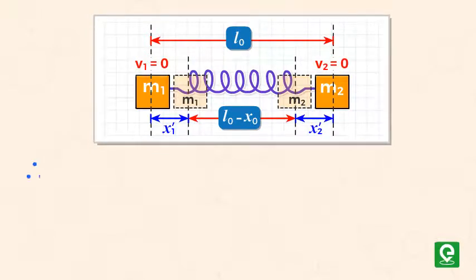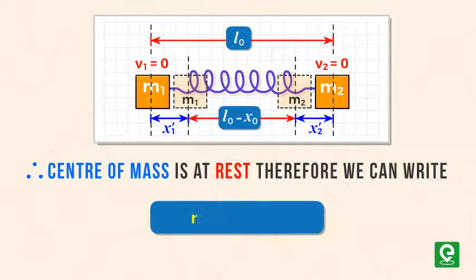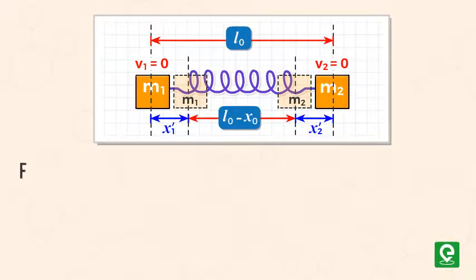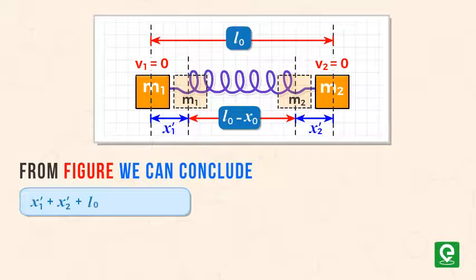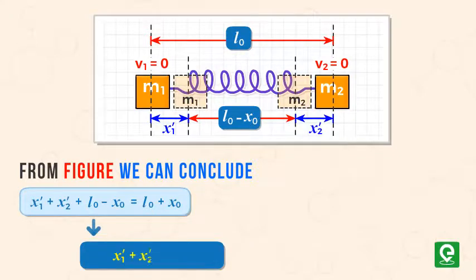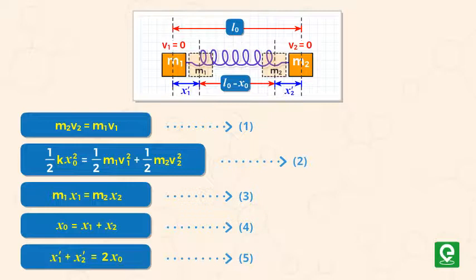As velocity is 0, the center of mass is at rest, hence we can write M1 x1' equals M2 x2'. And from the figure in this condition, we can conclude x1' plus x2' plus L0 minus x0 is equal to L0 plus x0. On solving, we get x1' plus x2' equals 2x0. Let's call this equation 5. While solving problems on spring block systems, we need to derive all these 5 equations.